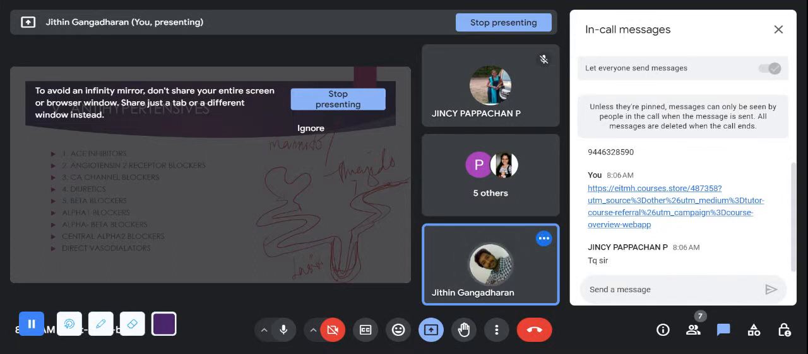Now, the next drug: if you are having hypotension, we can go with dopamine. If you're having hypotension, we can give dopamine drips.